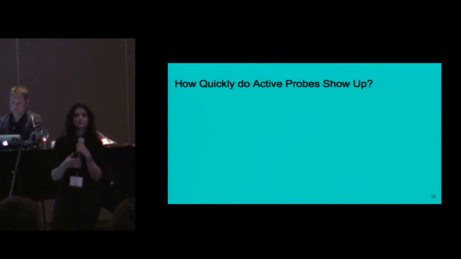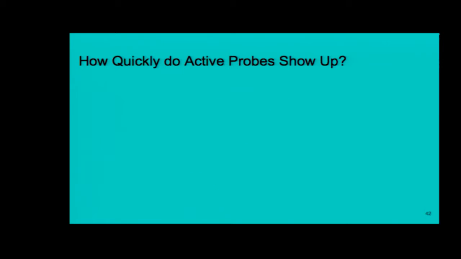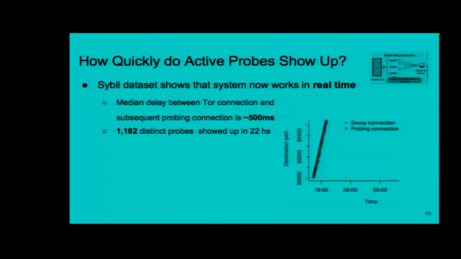Well, let's focus a little bit on usability and effectiveness. Assume your friend in China asked you to set up a private bridge for him, and you did, and he started to establish a Tor connection to use the bridge. How long do you think it takes for the Great Firewall to actively probe and come after you? Well, our measurements showed that they come after you in real time.